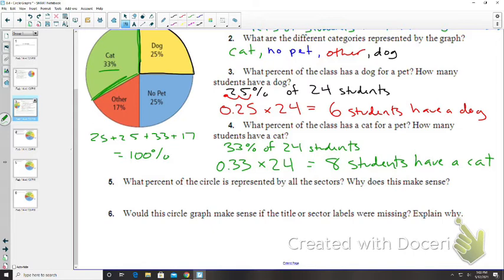Okay, would this circle graph make sense if the title or the sector labels were missing? No, it would not, right? Because we don't know what section means what. So without labels, we don't know what is going on in the graph. So a title and labels are very important. Just like when you guys are making an X and a Y graph on a Cartesian plane. All right.